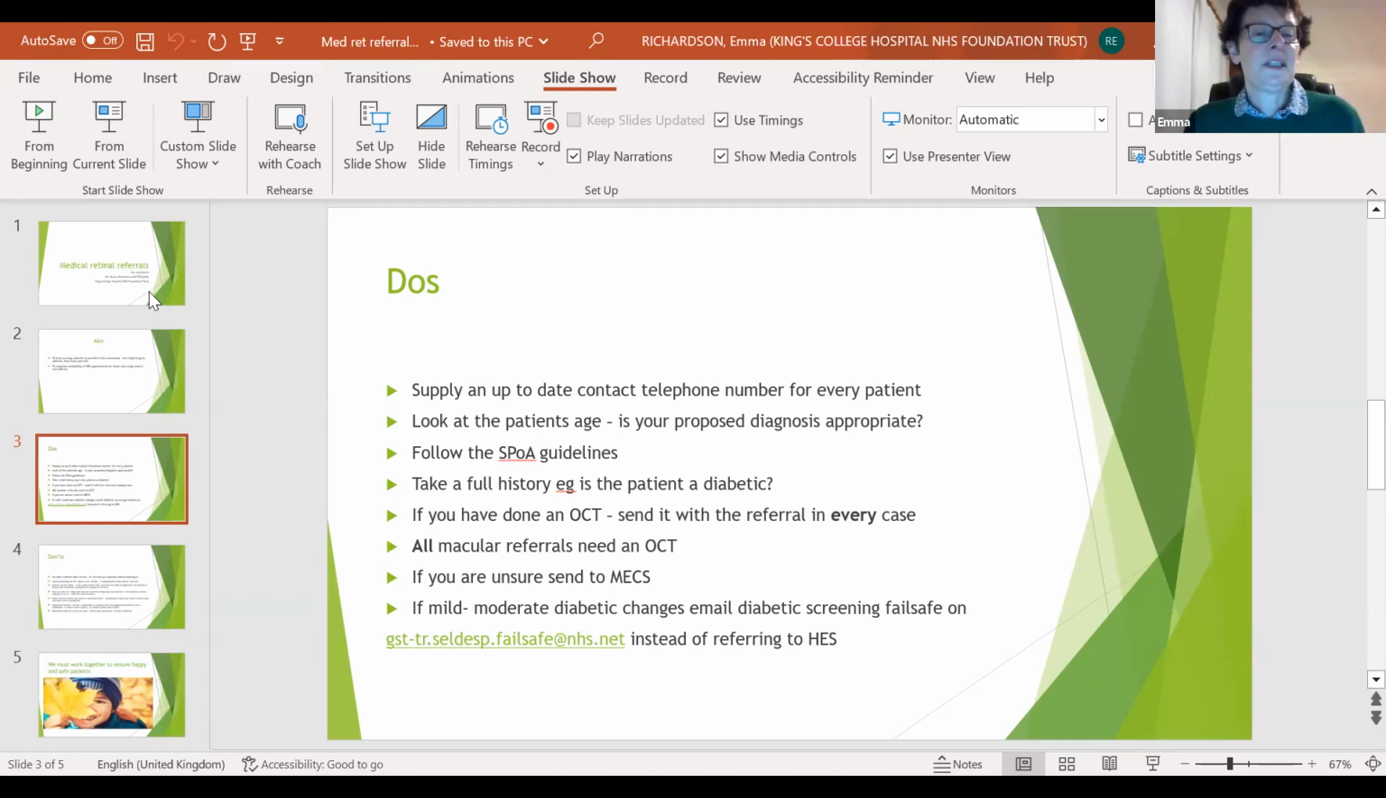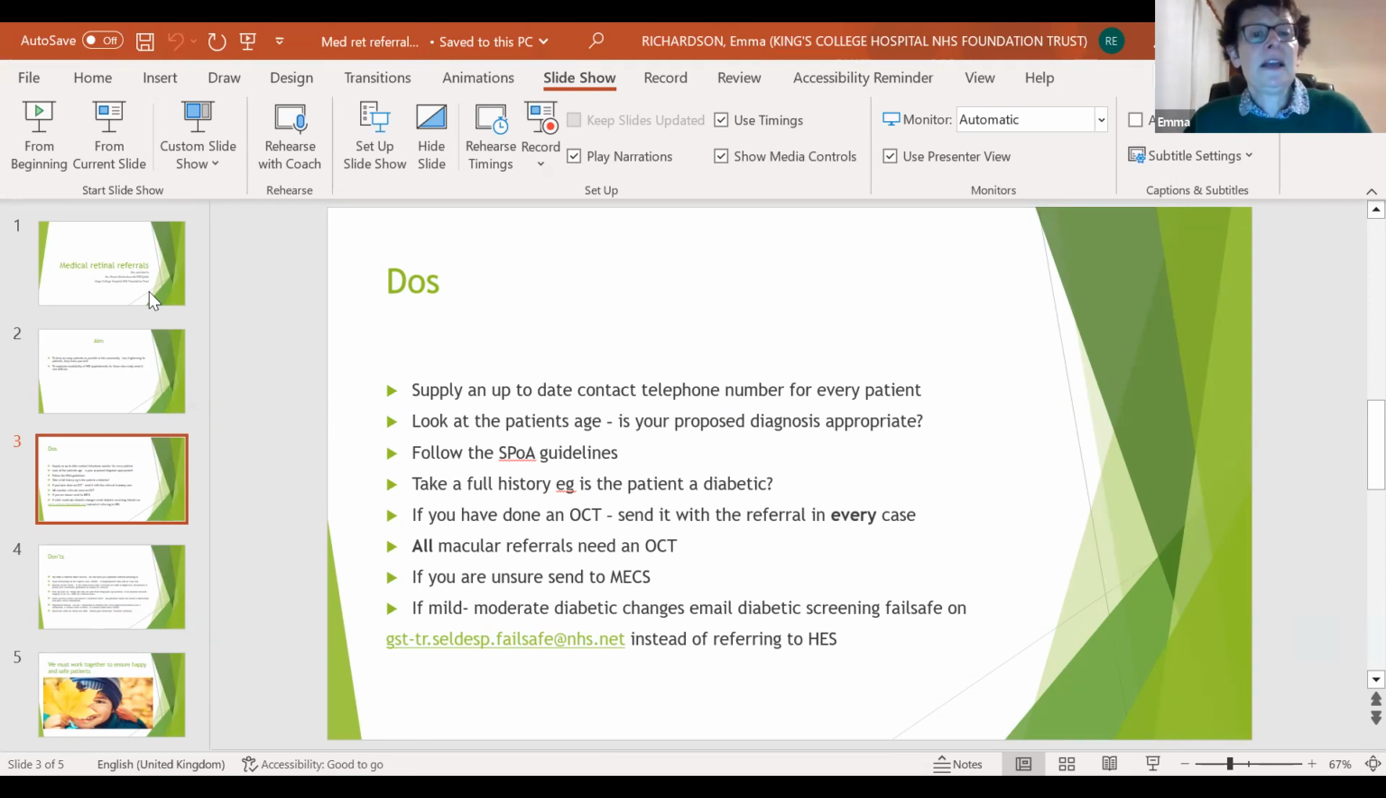If you can do an OCT, please send it in every case. It's no good telling me that you've done an OCT and what it shows. I want to see it, because when I can see it, I can then triage it effectively. And remember the numbers we're getting through. Of those 50 to 100, 2/3 of them are medical retina.